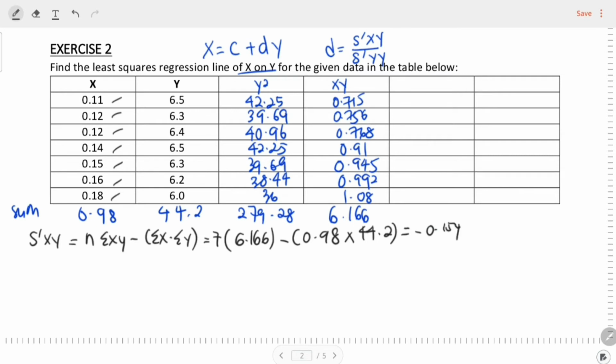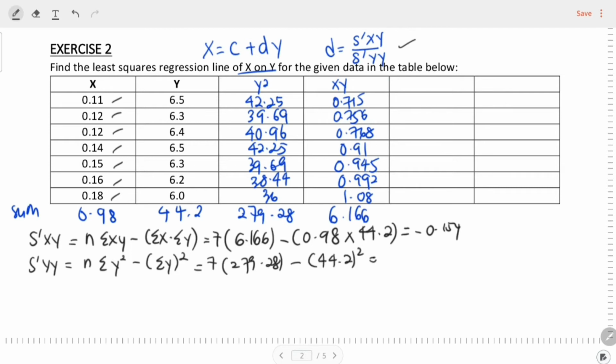Okay, so next, in your d you have S'yy instead of S'xx. So it's just the same, but it's now n sum of y squared, minus sum of y, and then squared. So n is again 7, times 279.28, minus 44.2 squared. So it's equivalent to 1.32.